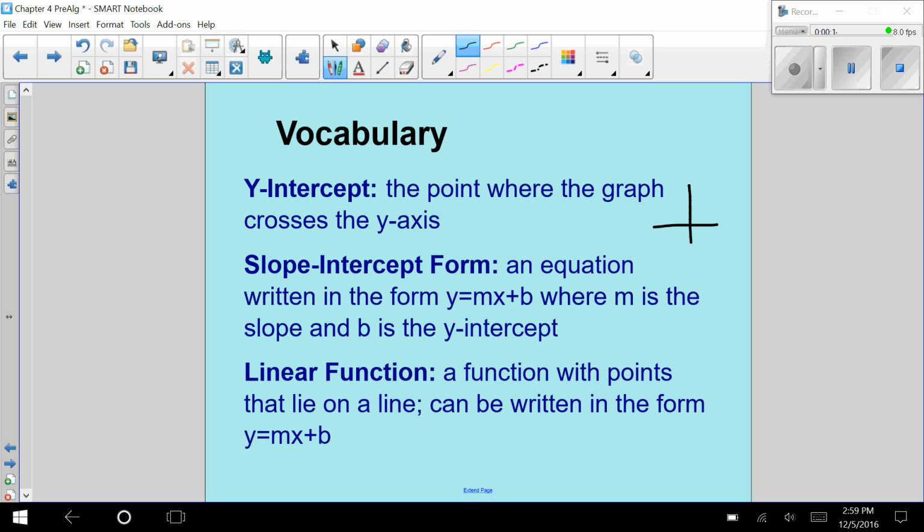So if we have our coordinate plane and our line, the y-intercept is this point right here where the line crosses the y-axis. Slope-intercept form is an equation written in the form y equals mx plus b, where m is the slope and b is the y-intercept. A linear function is a function with points that lie on a line, and it can be written in the form y equals mx plus b.